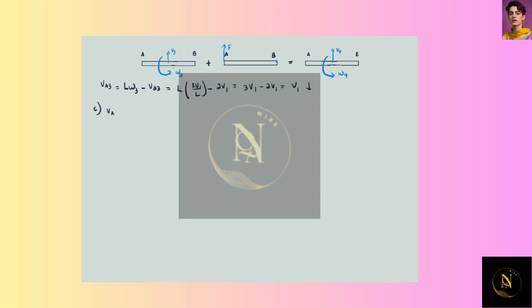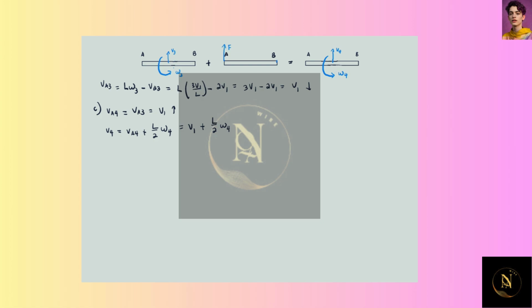So VA4 is equal to VA3, which is V1 directed upward. Since the center of the rod is at a distance L over 2 away, and because V4 is in the same direction as VA4, the equation for V4 would be V4 equals VA4 plus L over 2 omega 4. So this would be equal to V1 plus L over 2 omega 4.